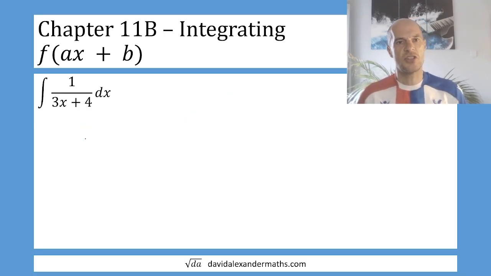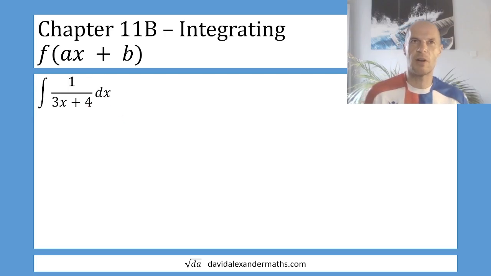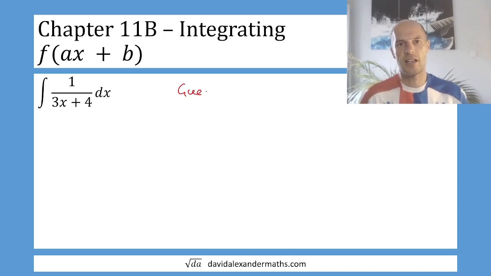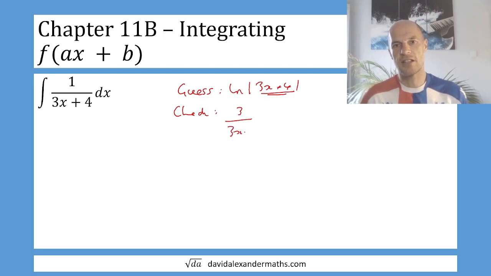So these are the sorts of questions where people sort of struggle to know what to do, and they might try and write this as 3x plus 4 to the negative 1 and get a bit tangled up. But generally speaking, I'm trying to think if there would ever be an exception, but when the denominator has no power, experiment with the ln function. So let's do our guess, which is the ln of 3x plus 4. So let's perform a check. So remember, we need to differentiate the stuff. So the derivative of the stuff is 3 over the stuff, 3x plus 4.